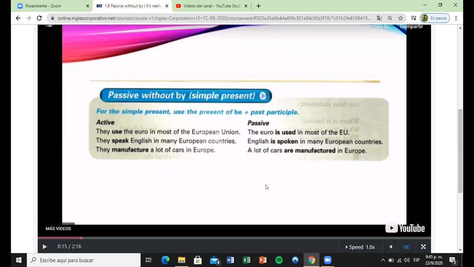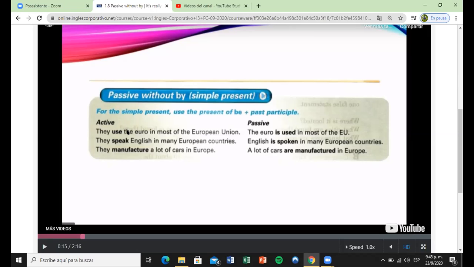It depends on the verb, the original sentence. Can you repeat? Yes. The original verb affects the verb to be, not this verb. This verb is always the past participle: used, spoken, manufactured. But the verb to be, is or are, depends on this section. If the verb is in present, the verb to be is in present.